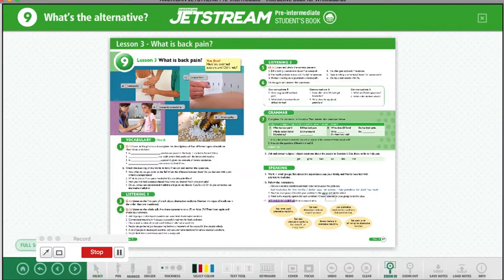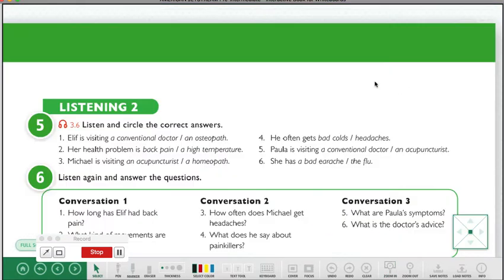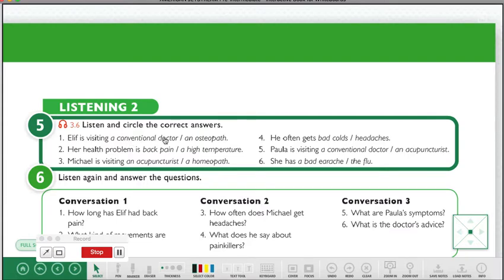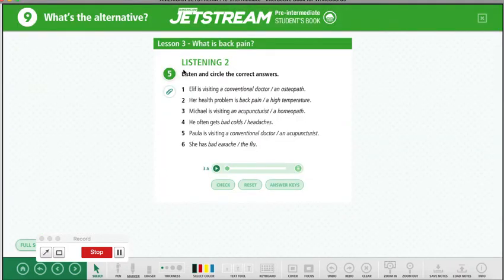In the next page, we have exercise number 5, which is about some sentences one more time. Okay, so with an audio, we have a lot of audios in this lesson. We're going to listen to the audio and then click on the right answer. For example, this one: Elif is visiting a conventional doctor or an osteopath. The first one or the second one. Okay, then check it.